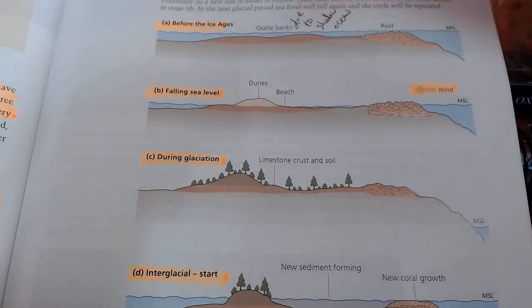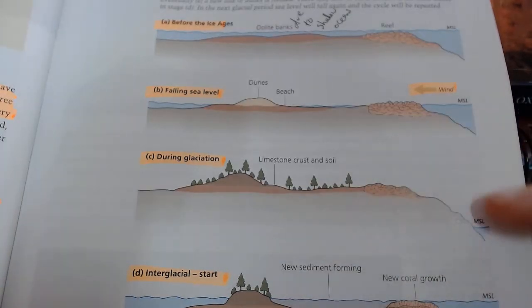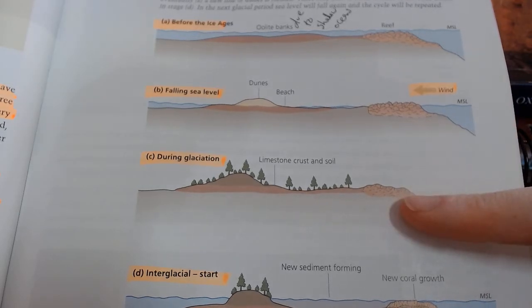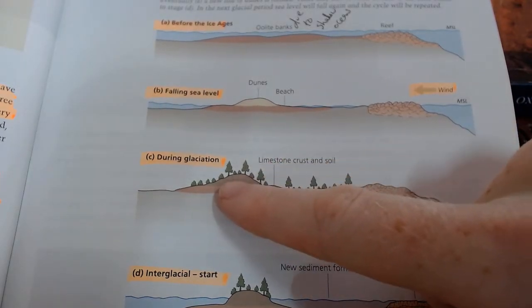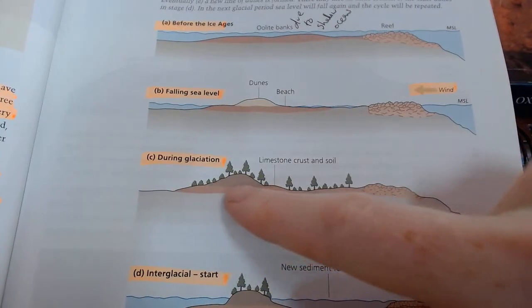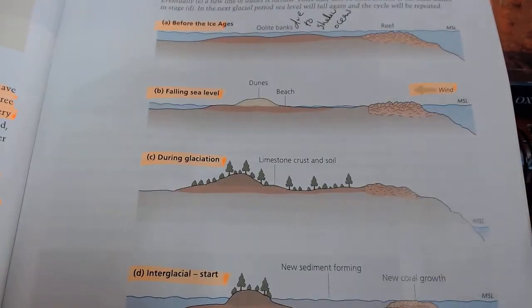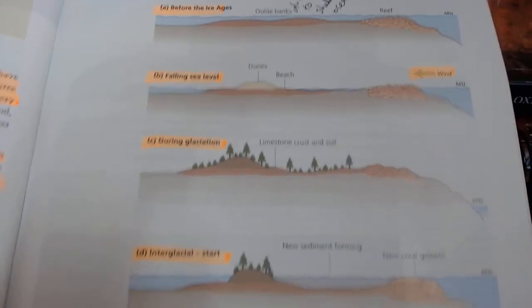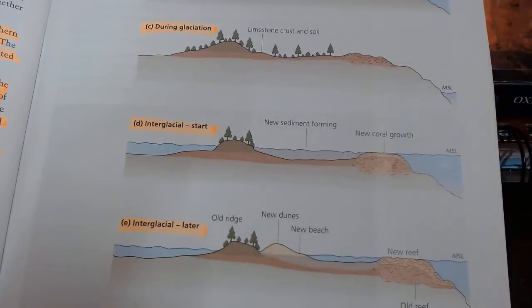Again, during glaciation, the sea level falls even further. You can see the reef is completely exposed. This gives the time for this sediment to then layer up. Limestone crust is formed. So all that material is now layered up, and we have our limestone starting to form. Moving on to the last two stages then.